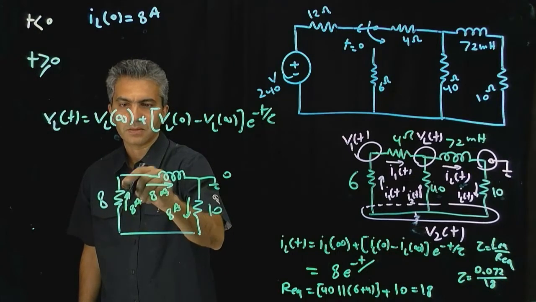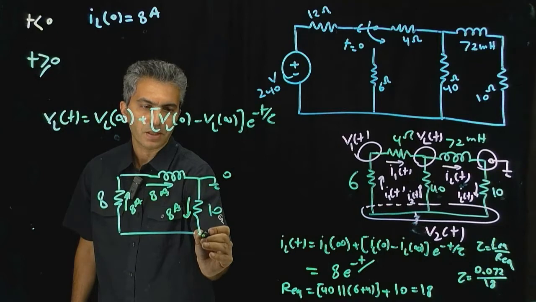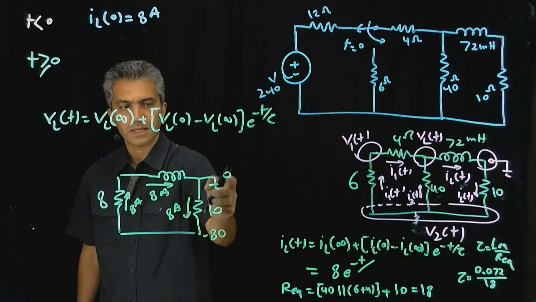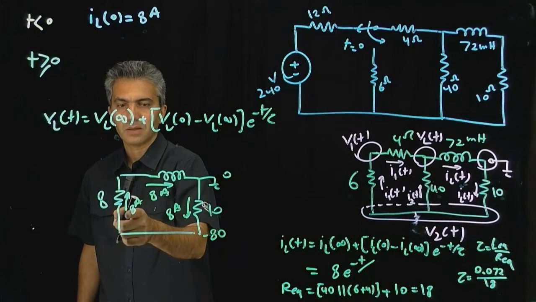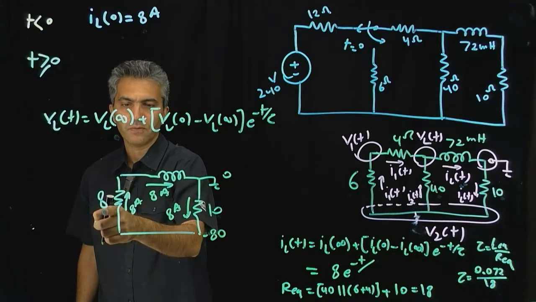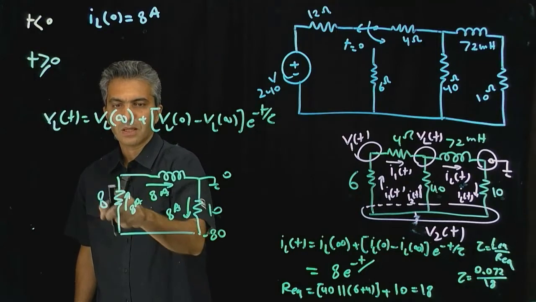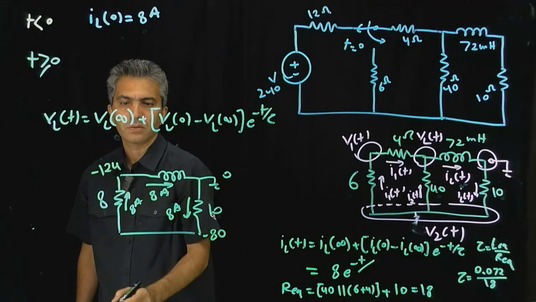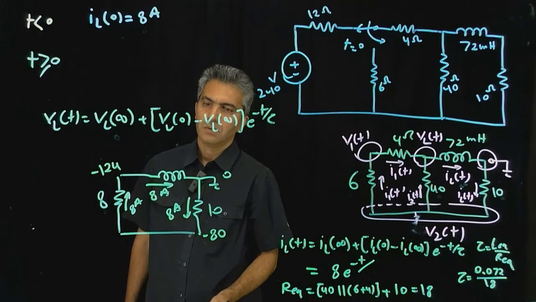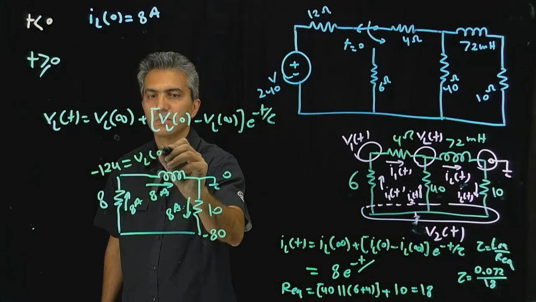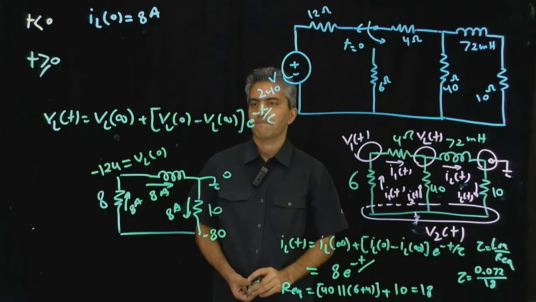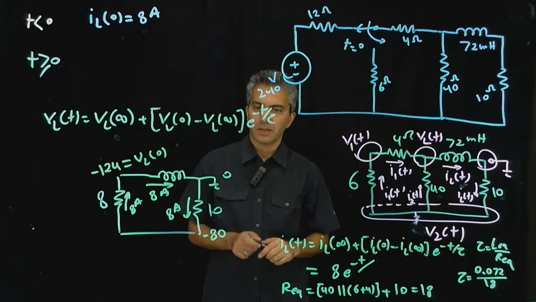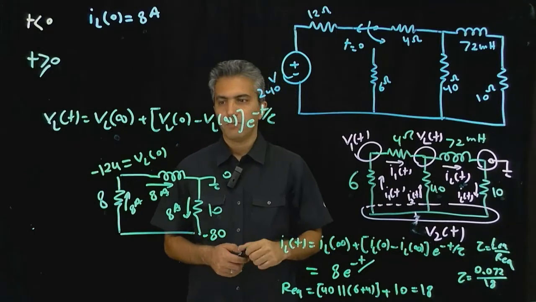So that means that this voltage right here is 8 times 10, 80, but it's actually negative, right? So less than ground. So that's minus 80. And then another 8 times 8, 64, in this direction. And so minus 80, and that would be minus 124. And that's your VL0. So now you put that in that equation, tau is the same when you calculate VL(t). Hope this was helpful.